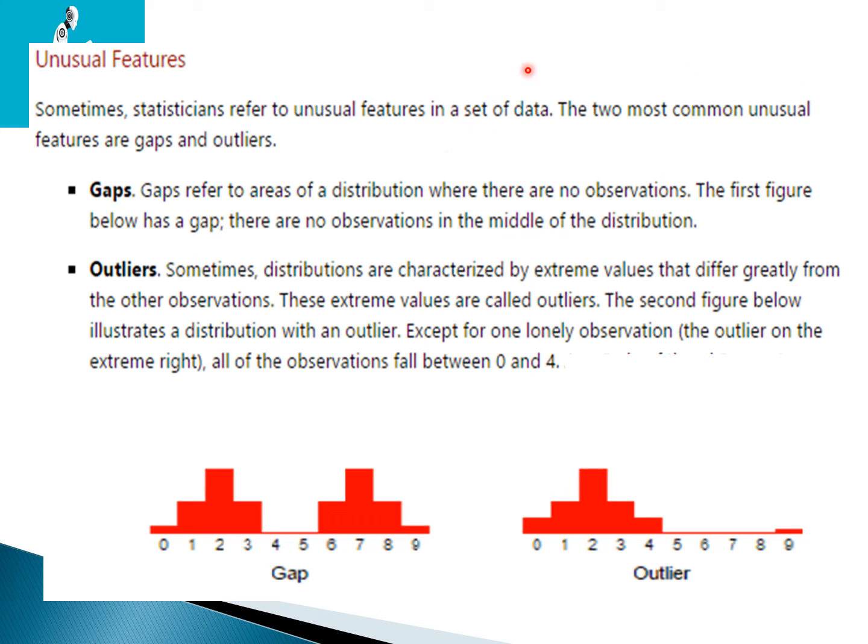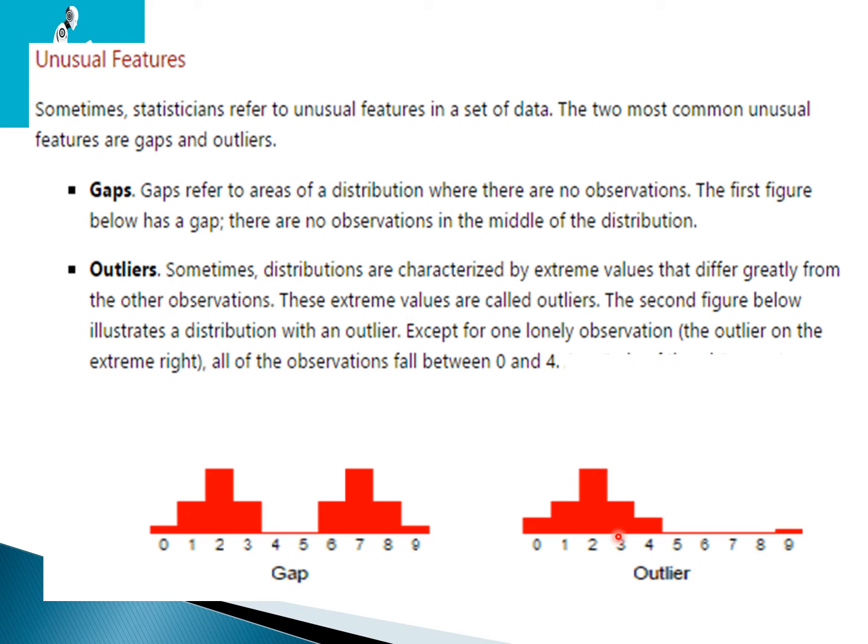Then we are going to discuss some of the unusual features of the graph or data distribution. Gap. Gap refers to the area of distribution where there are no observations. So in this particular graph, you can see that the data ranges from 0 to 3. Then after that there is no data representation for the values 4 and 5. From 6 onwards, there is some data. 6 to 9 data is there. So there is a gap from 3 to 6. This is termed a gap.